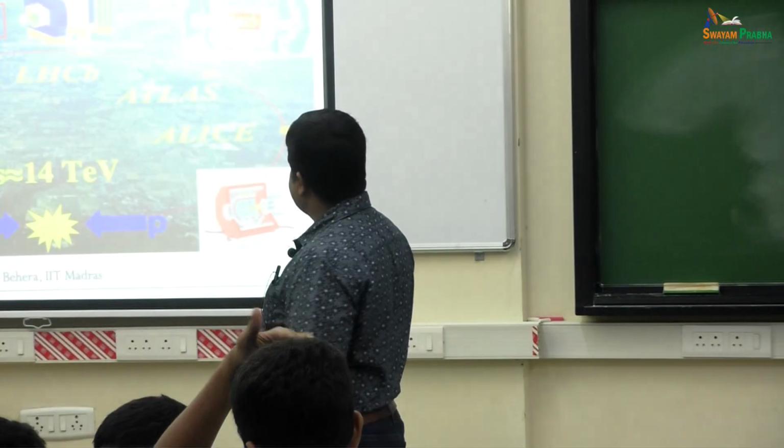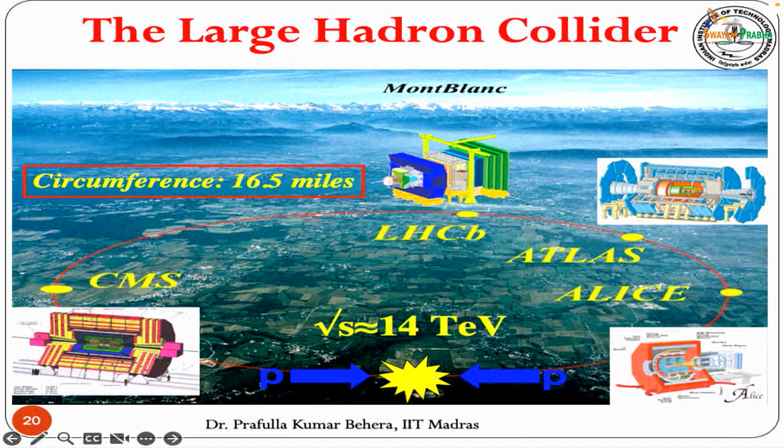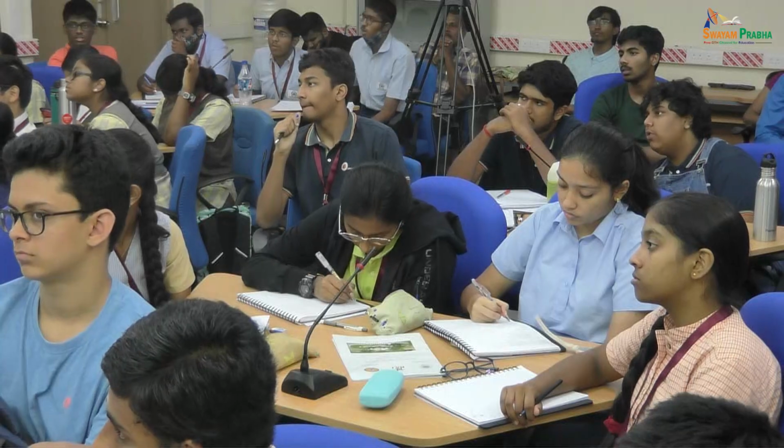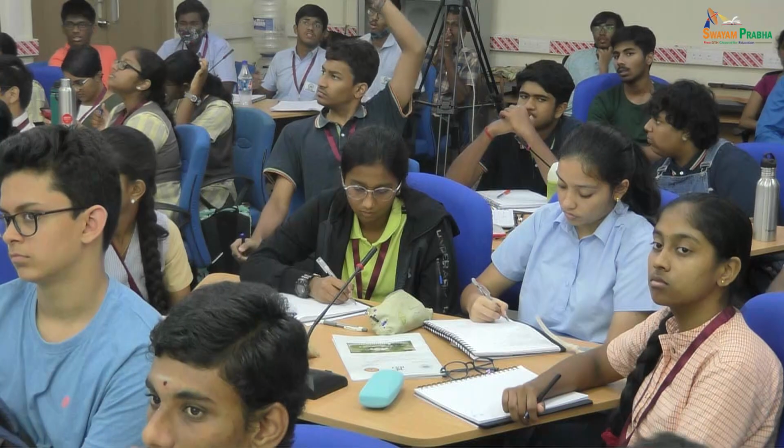This is an accelerator on the border of Switzerland and France. Okay. Then collision happens here, the CMS detector, the ATLAS detector. There is an ALICE detector which looks for the quark-gluon plasma. Collision energy, center of mass energy, which I told you, root s, is the total energy.